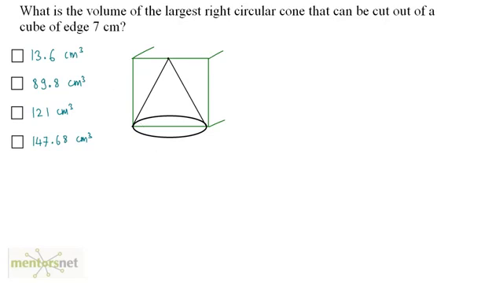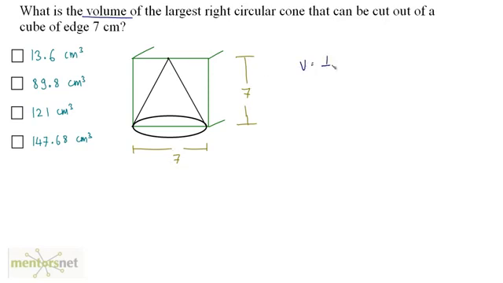This is the largest cone that can be cut out from that. Now if this cone has to be the largest cone that can be cut out from this cube, its diameter should be equal to the edge of this cube, right? So this should be equal to 7, and the height of this cone should also be equal to the edge of this cube. So this should also be equal to 7. Now we want the volume of this cone. Well, we have the height and the diameter, we can calculate the volume.